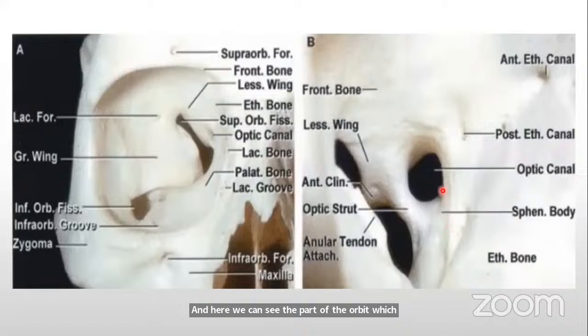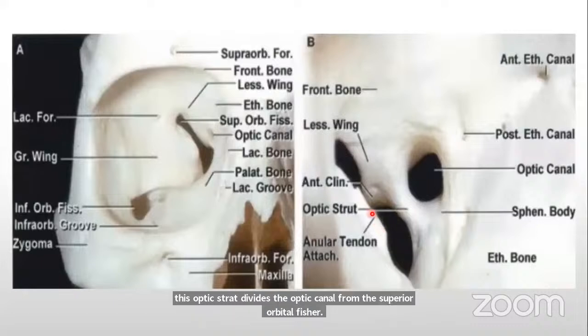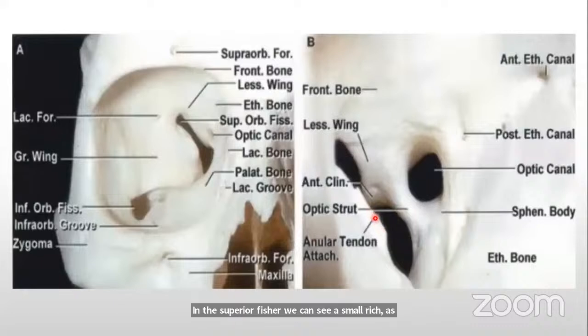The apex of the orbit is comprised of two foramina, the optic foramen and the superior orbital fissure. The bone that divides these two is known as the optic strut. The optic strut is a bony landmark which arises from the anterior clinoid process and goes on to the sphenoid body, and it divides the optic canal from the superior orbital fissure. In the superior orbital fissure, we can see a small ridge as well, which is important for the site of attachment of the annular tendon, or the annulus of Zinn, which we'll see shortly.